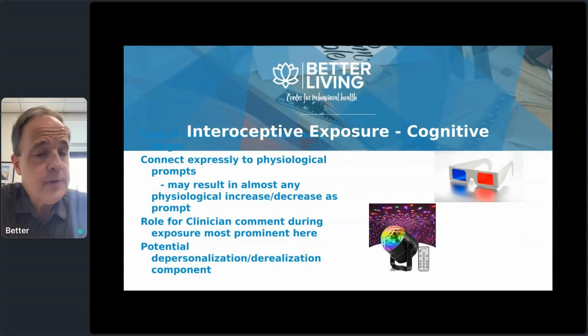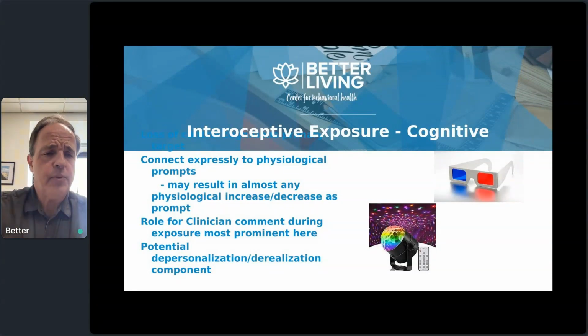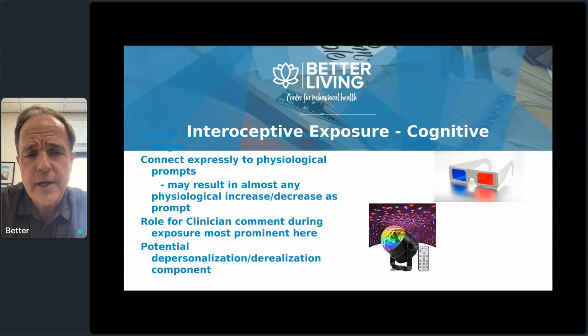Okay, cognitive subtype. Remember, I said that there's a cognitive subtype. Well, one of them that you could do here that I've done, and I put pictures of the stimuli objects that you might use. Again, low cost, a little more expensive than our paper bag exposure, but you can get a lot of mileage out of this too.